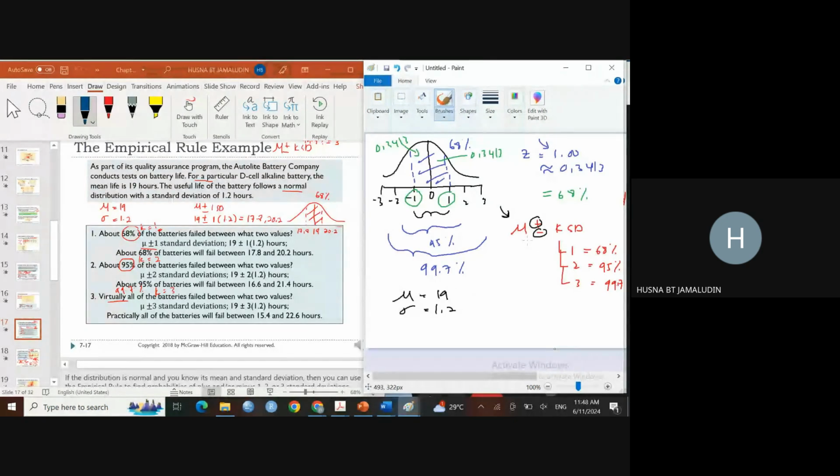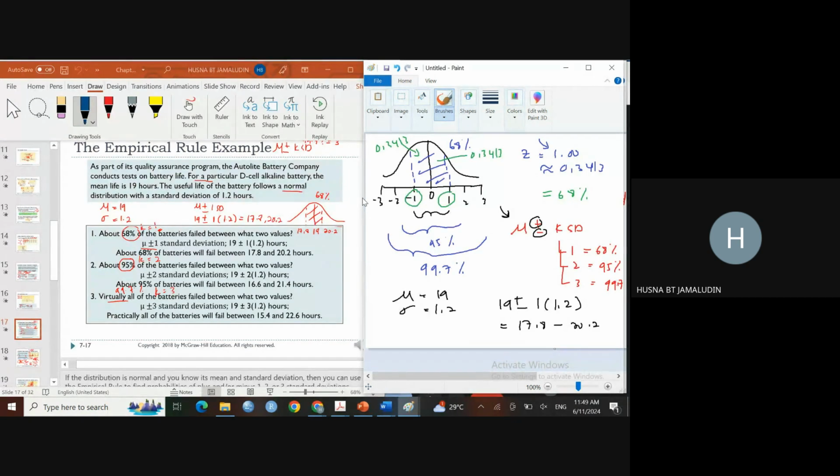What is your mean? Remember the formula is mu plus minus K standard deviation. The mu is 19 plus minus K. K for the first question, 68%, so your K will become 1. Multiply with the standard deviation given here, 1.2. Then if you apply this formula, you will get the value between 17.8 to 20.2. This is the range. And you can also try with 95% when K equals 2.